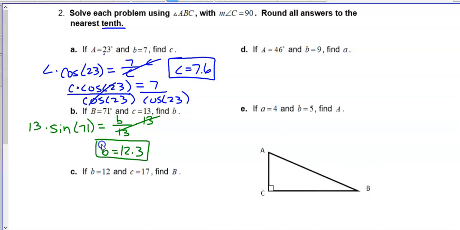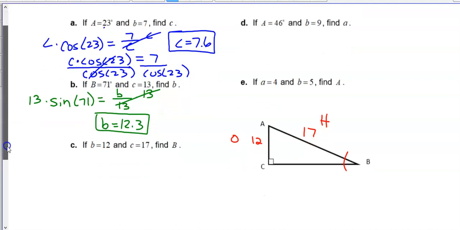Letter C. This time we have little b is 12, little c is 17, and we are looking for big B. We're looking for that side there. So according to big B, we have the opposite side and we have the hypotenuse. So that's going to be a sine. So sine of our unknown angle, we don't know what B is, so it just stays B, is equal to opposite 12 over hypotenuse, 17.